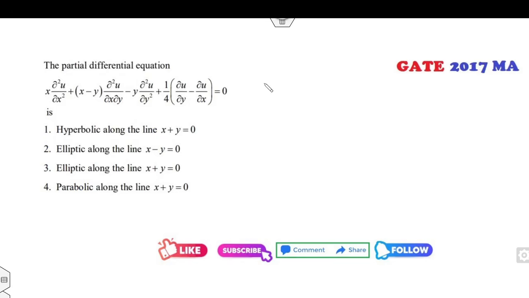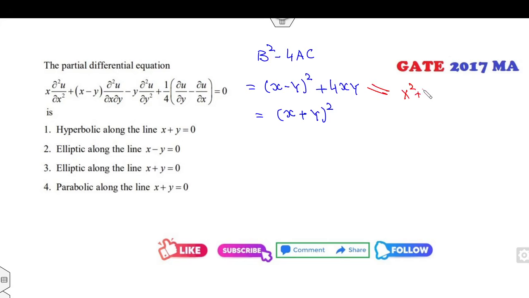Again, you can start with the b square minus 4ac. So what is the b square? It is (x minus y) whole square minus 4xy. If you open this bracket, it's x square plus y square minus 2xy plus 4xy. I can combine this, and it will be (x plus y) whole square.